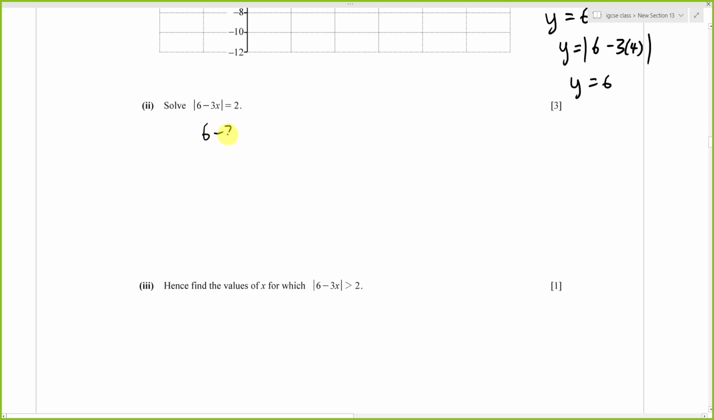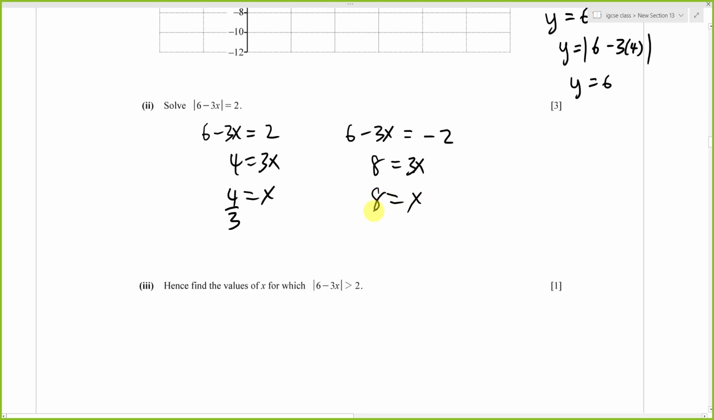6 minus 3x equals to 2, and 6 minus 3x equals to negative 2. Because if you have the modulus, when you expand the modulus, you have a plus minus at the other side of the equation. So this one is 6, move the 2. So 4 equals to 3x, x equals to 4 over 3. Then 8 equals to 3x, x equals to 8 over 3.